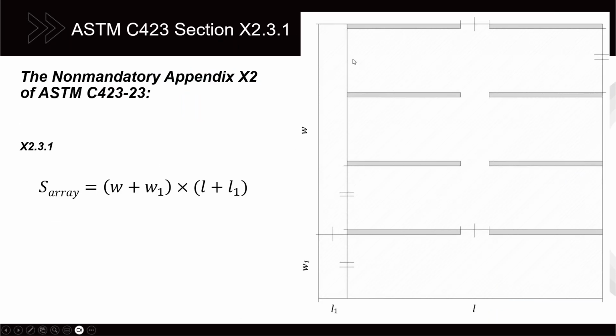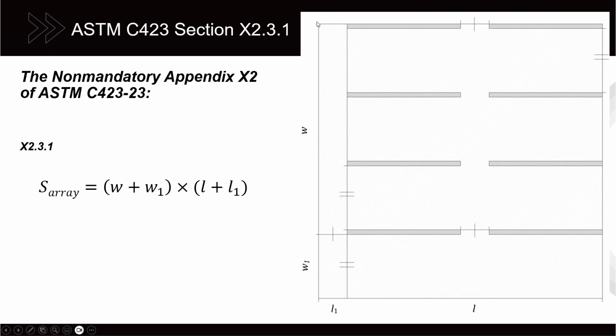So the surface area of the array is the measured width of the array plus an added value for the distance between objects, times the measured length of the array plus an added distance for the distance between objects along the length. So it's this rectangular envelope here. That is the surface area of the array, and we'll get into later how you use that to calculate sound absorption per unit area.